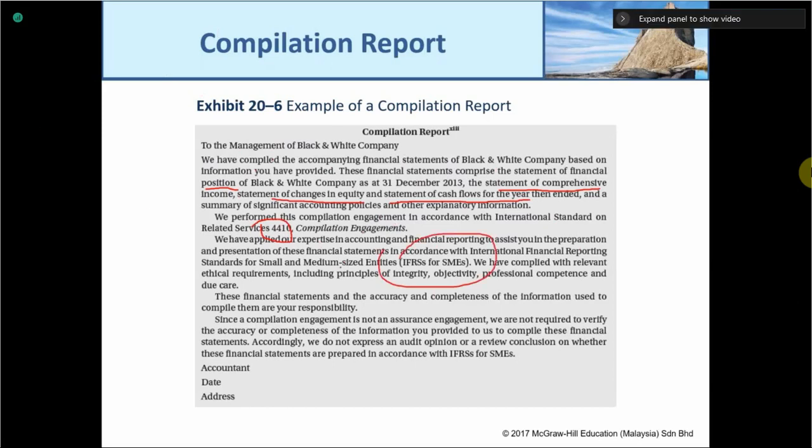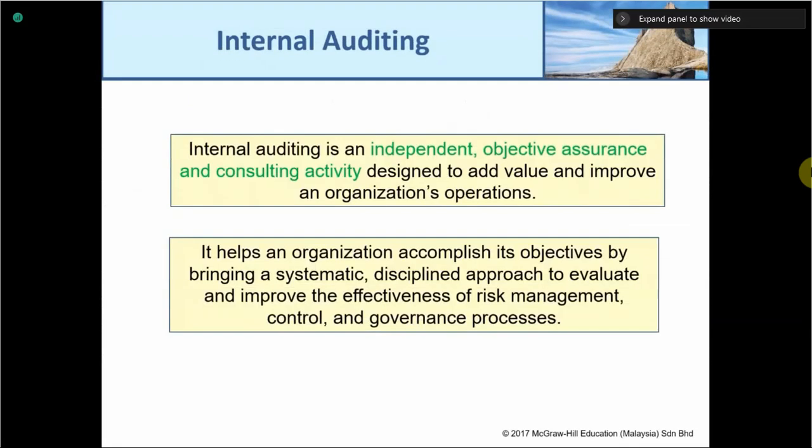IFRS for SME, we have to comply with the relevant requirements, including integrity. Inilah professional ethics ni kan. The measurement, accuracy and completeness of information used to compile are your responsibility. So dia tak perlu verification lah, itu yang membezakan ya. Macam I highlight daripada tadi, dia tak ada verification lah. Dia hanya review lah, okay? Dia review. Yang ni bukan assurance engagement. So dia di bawah related service.